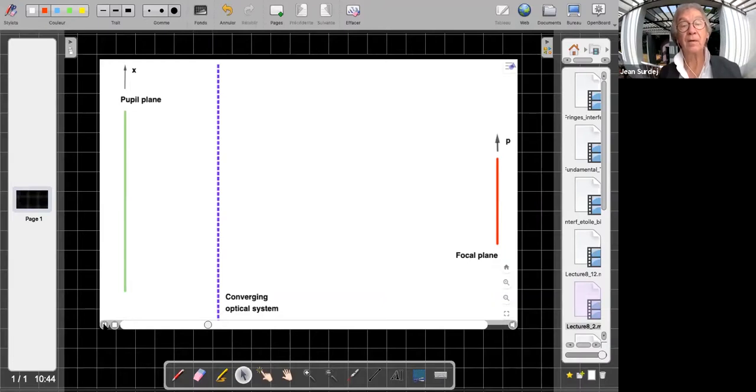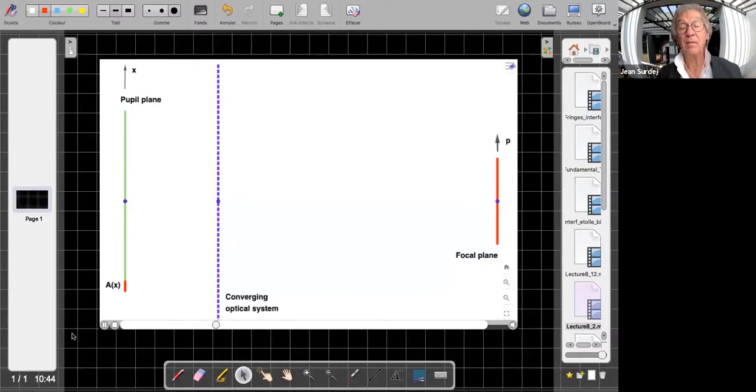Now, I should indicate three very important points, which are the center of the optical system, the center in the pupil plane, and center in the focal plane. Now, this red segment represents 1/19 of the total length of the pupil plane, which is a line in this case, since we are in the one-dimensional case. And this quantity A of x represents the complex amplitude, of course, in the pupil plane.